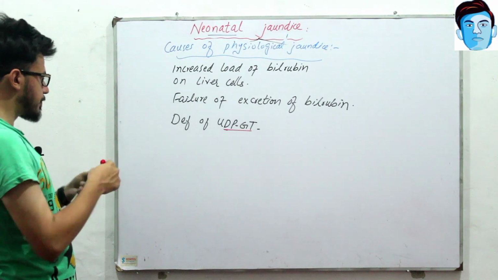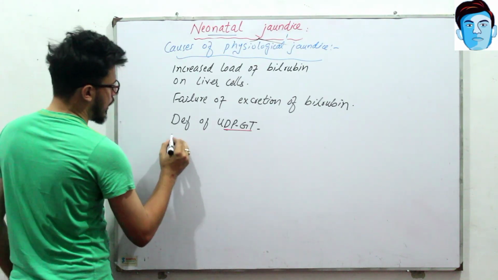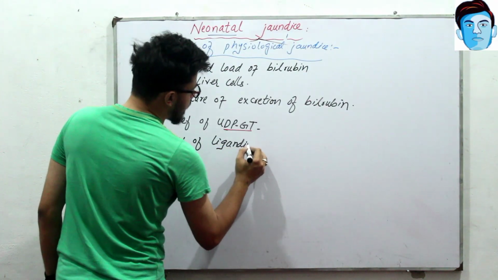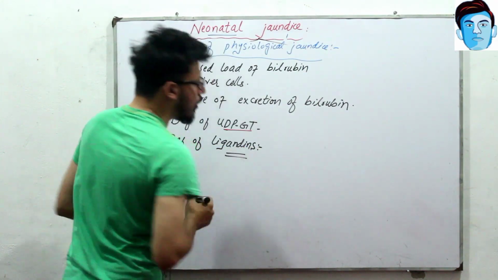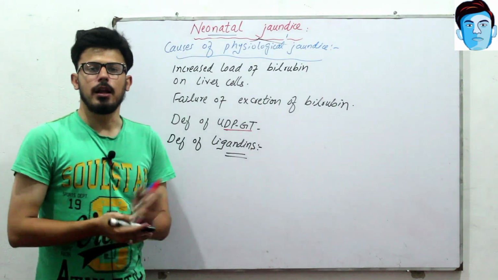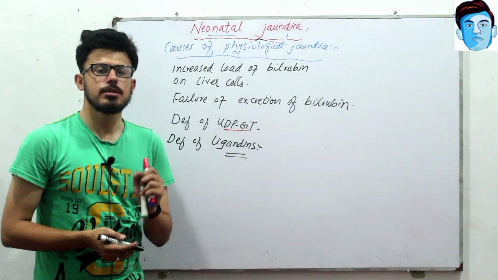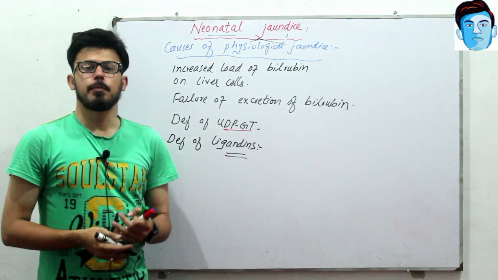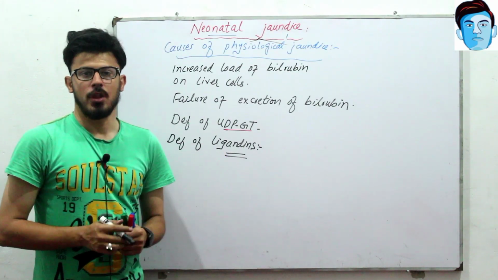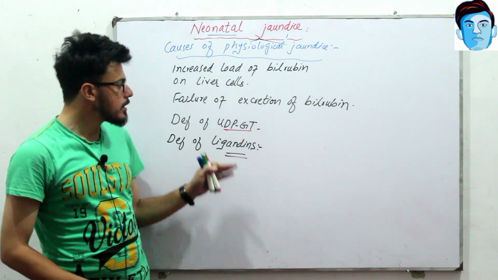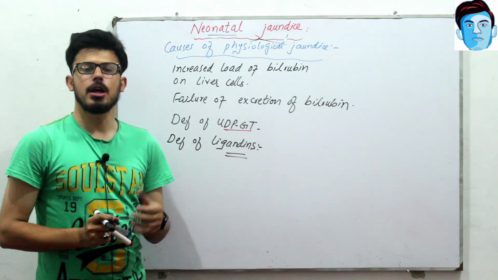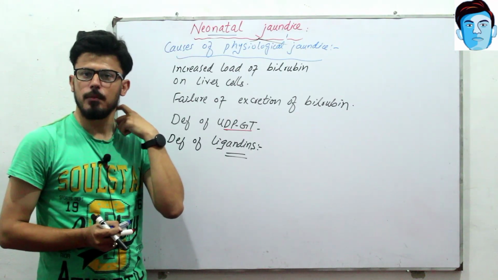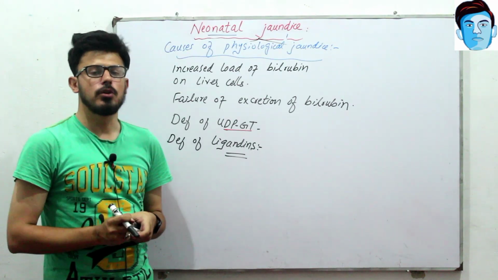Fourthly, there is a deficiency of a specific protein called ligandin. As I discussed earlier, the transportation of bilirubin from spleen to liver is not independent. It always depends upon specific proteins. So these ligandins also play a role in transportation of bilirubin from the spleen to the liver. If there is deficiency of ligandin, bilirubin is not able to move from the spleen to the liver. So ultimately there will be no conjugation of bilirubin, the bilirubin level will be exceeded, and it would lead to jaundice.